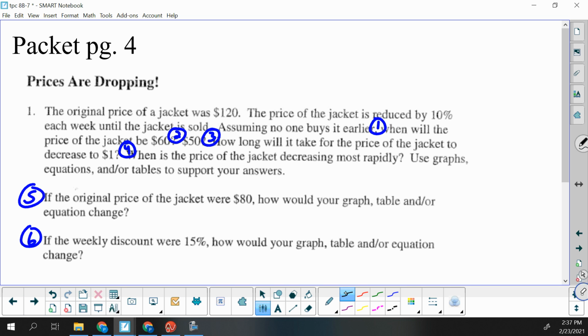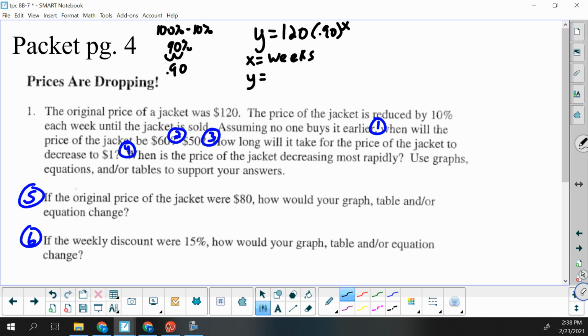So first off, let's find an equation. We're starting with 120 and we're dropping 10% each week. So that's 100% minus 10%, which would give us 90%. Move your decimal over 2, and that gives you 0.90. So we're going to have y equals our original price of 120 times 0.90 raised to the x. We should always tell what x and y represent. X, in this case, is weeks. And y, in this case, is our price.